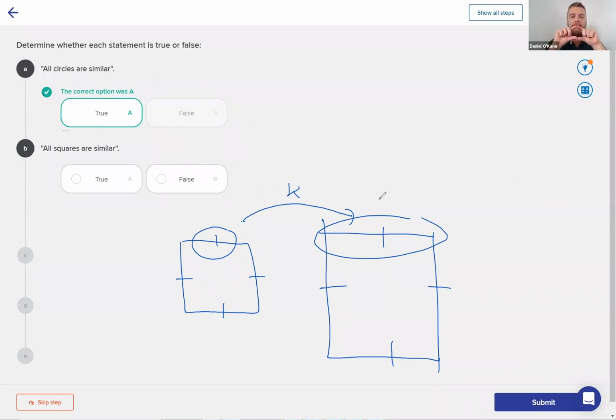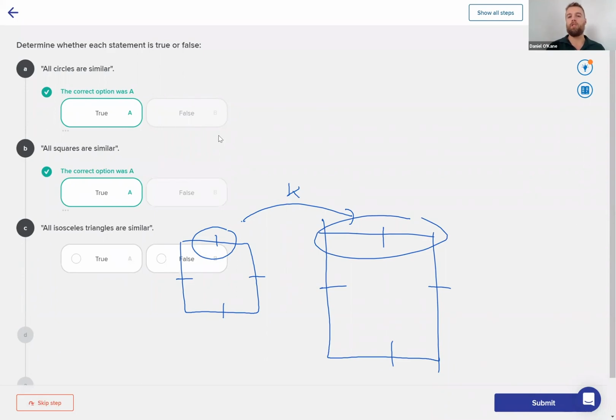A square, you can either increase its size or decrease its size. You can enlarge it or you can shrink it, but it'll still have those same internal angles, and it's only the one measurement that you're changing, okay? So then yes, all squares are indeed also similar.